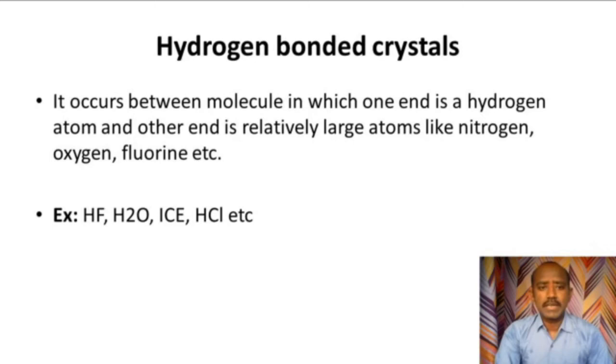Hydrogen bonded crystal occurs between molecules in which one end is a hydrogen atom and the other end is a relatively large atom like nitrogen, oxygen and fluorine, etc. That is hydrogen chloride, hydrochloric acid, etc.